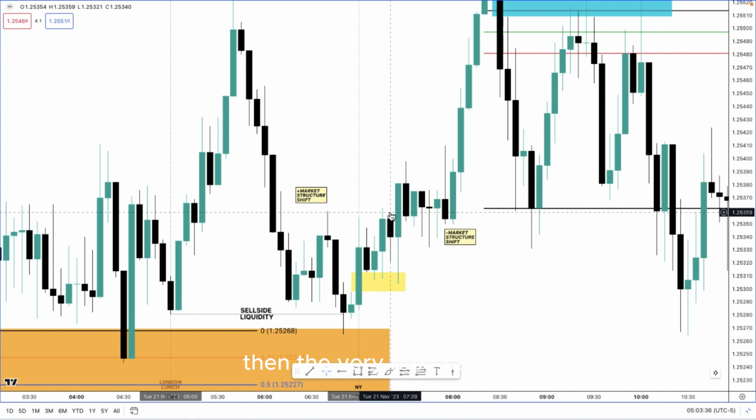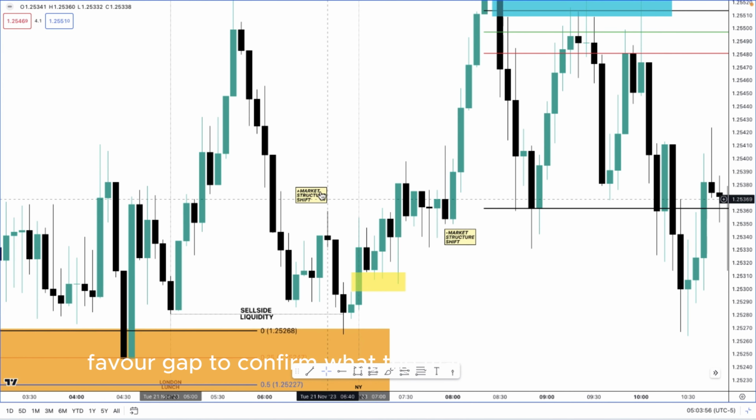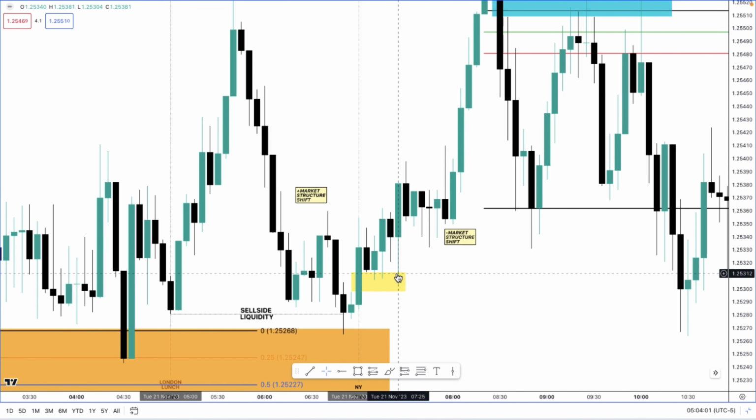Then the very next candle doesn't do much, just traces back to this order block and closes here. Then the very next candle, where does it go? It opens here, goes down to print the low. What it's actually doing is trading to this fair value gap to confirm the market structure shift. So it trades to this fair value gap. Smart money is buying that. And then what does it do? It goes up to close higher. Can you see that it closes higher?